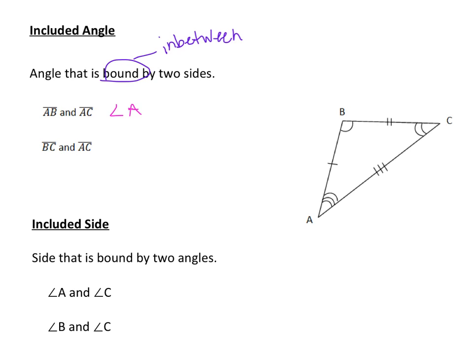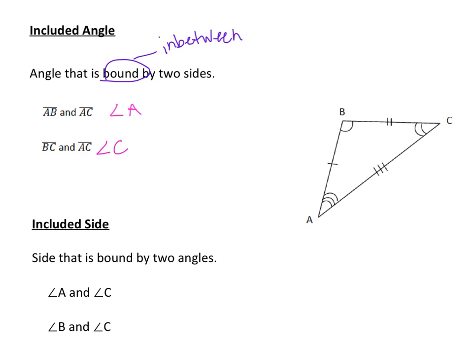All right, so what is the included angle between BC and AC? Well, here's BC and here's AC. So these two are going to come together at one angle. That's the angle in between the two sides. So our included angle is angle C.